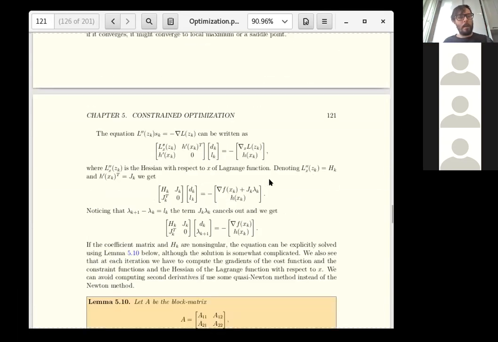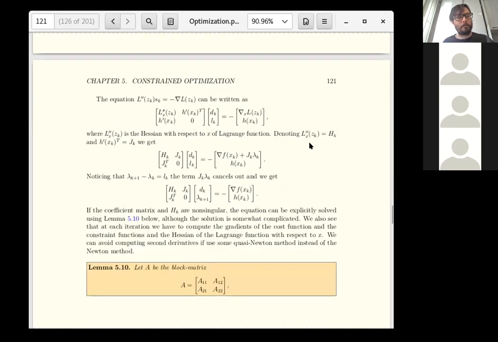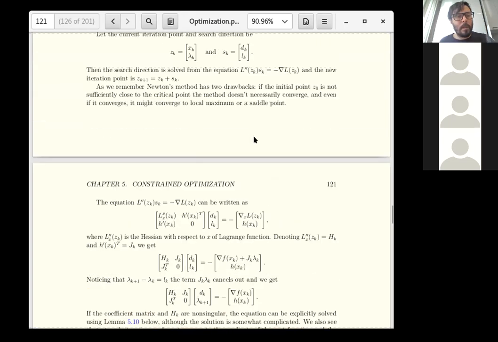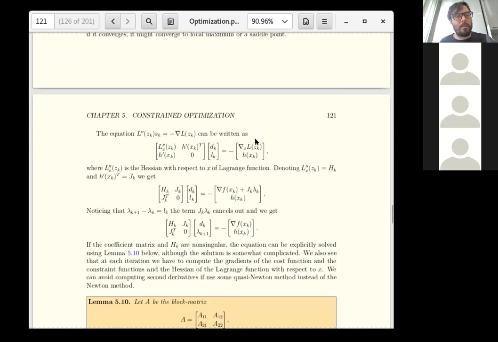So here, if we do this with the Newton method, we notice that first and foremost, if we calculate the Hessian of the Lagrange function, then in the upper left corner, we simply have the X components, the components with respect to the actual variables X.